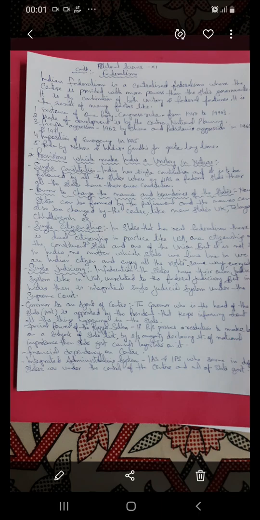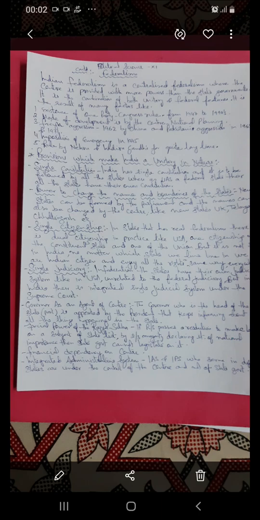Then another feature is integrated administrative system. This is regarding the bureaucracy, the civil service. So here the IAS or IPS, they are serving in states, but they are not under the control of the state governments. They cannot be checked by the state governments. Any disciplinary action, if it is to be taken, will not be taken by the state government where they are serving, but by the union government. So IAS and IPS who serve in different states are under the control of the center and not under the control of the state government.